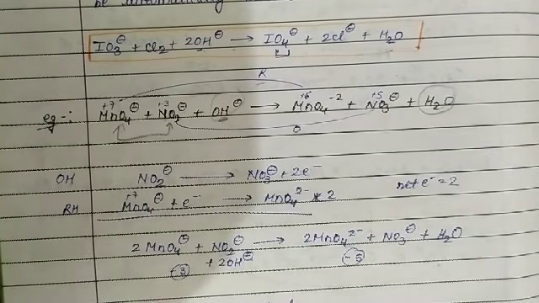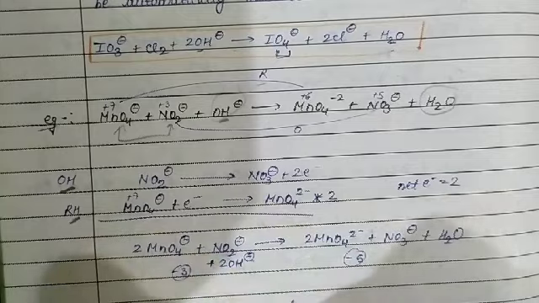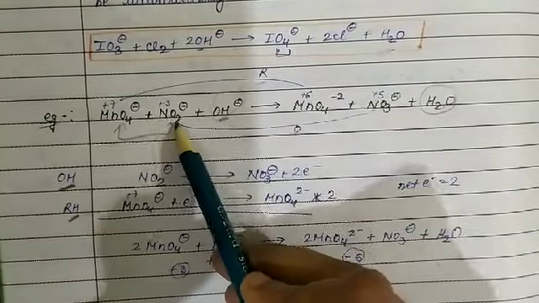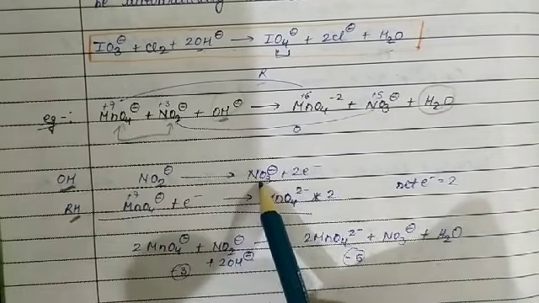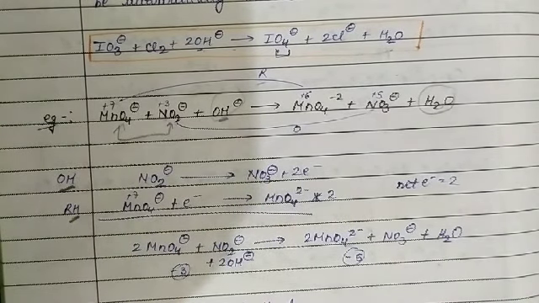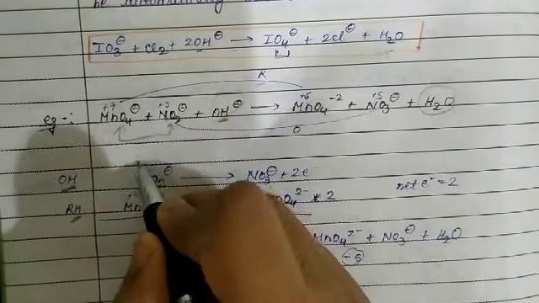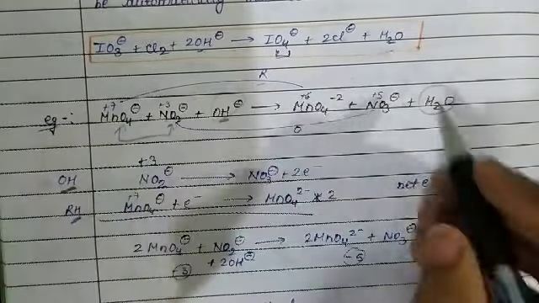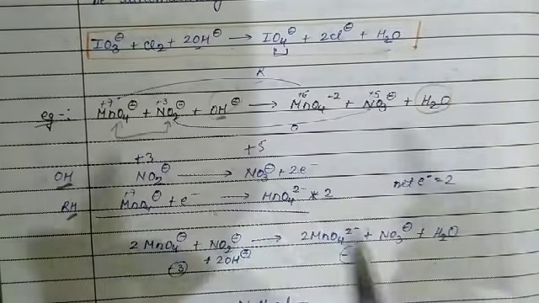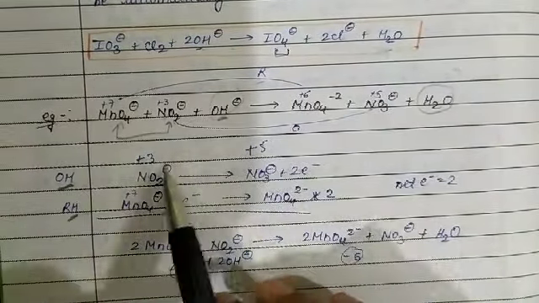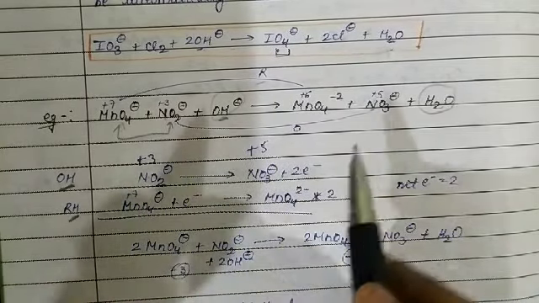So write two half reactions, one oxidation half and one reduction half. Oxidation half means an increase in oxidation number, so NO2 minus and NO3 minus will be the part. NO2 minus changes into NO3 minus. In NO2 minus the oxidation number is +3, and in NO3 minus the oxidation number is +5. So there is an increase in oxidation number of 2. So balance the oxidation number by addition of electrons.